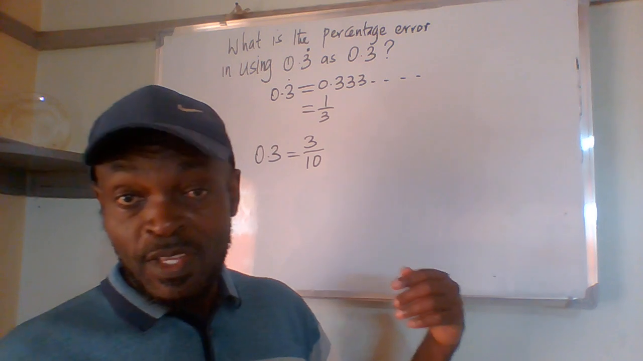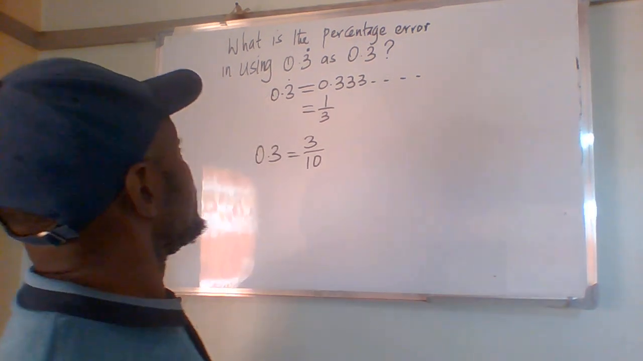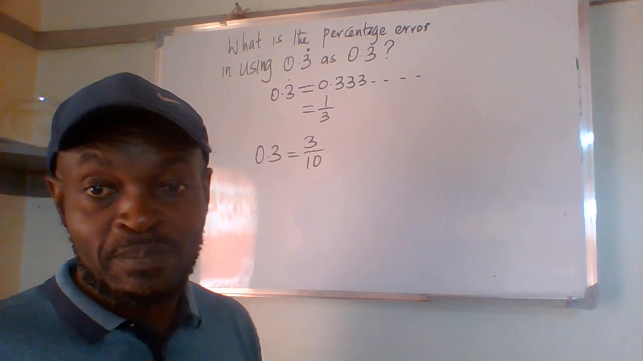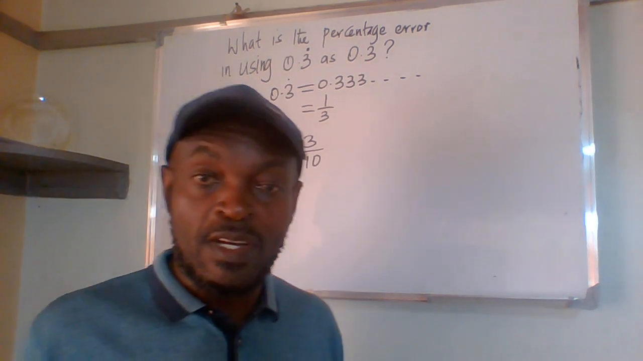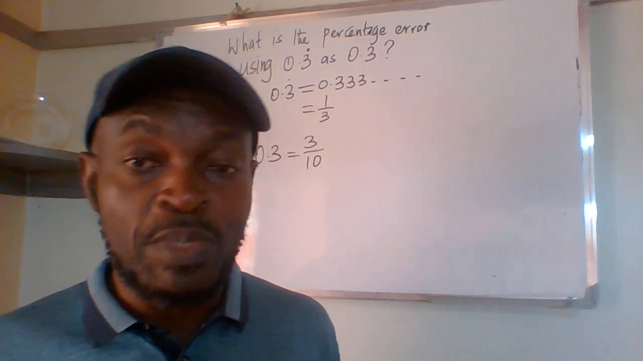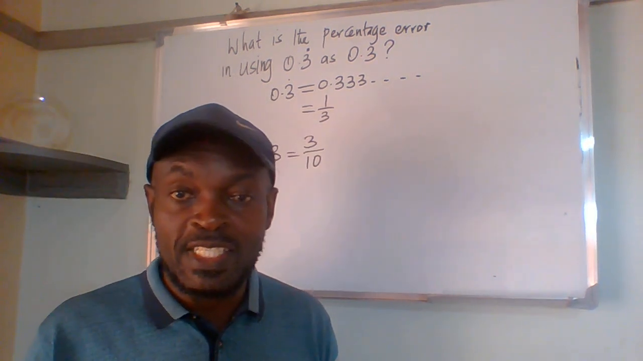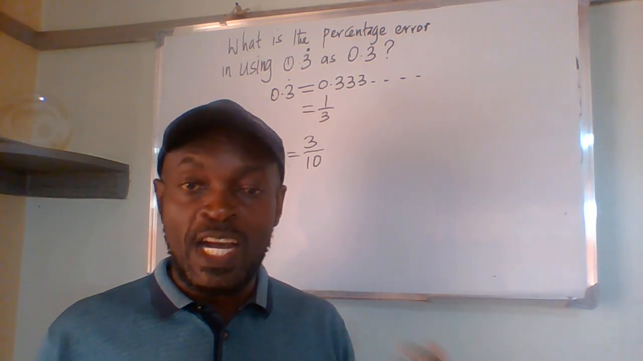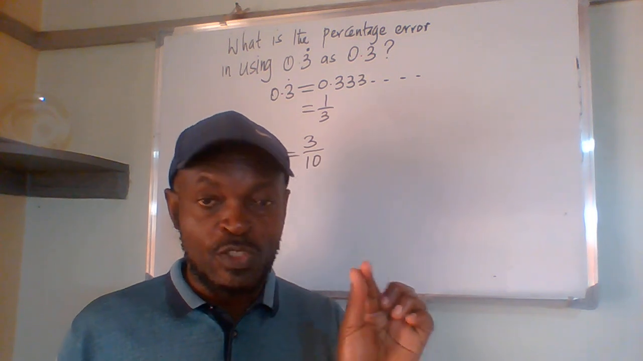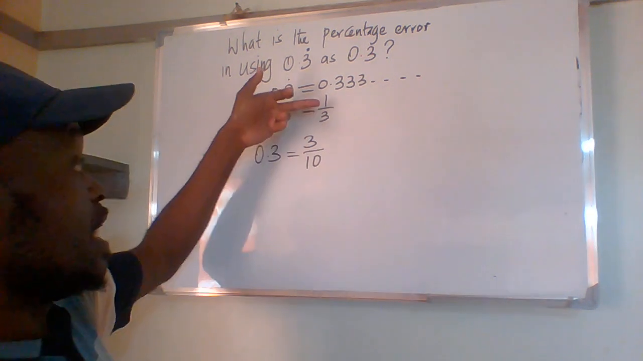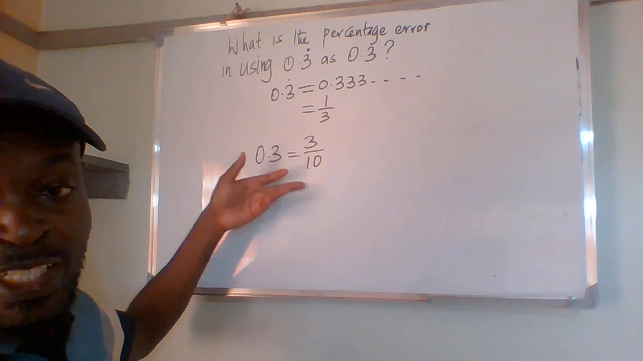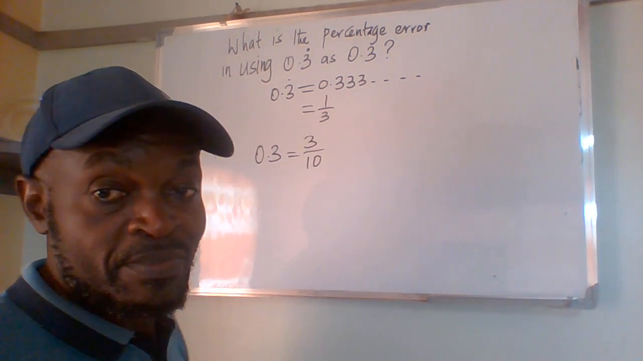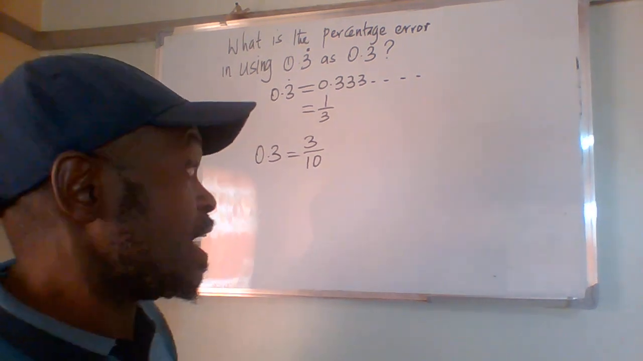So in essence, this question is asking us to calculate the percentage error in using 1 over 3 as 3 over 10. Of course, you know from the topic of errors that whenever there's a difference between a measured value and the actual value, that difference is what is called the error. So like you can see here, we have a third and 3 over 10. These are definitely two different numbers, so there's a difference between them.